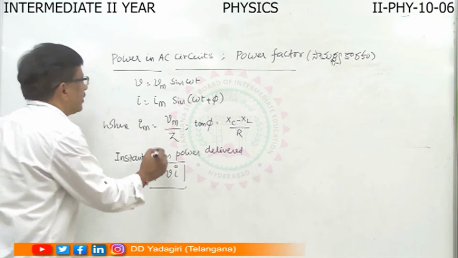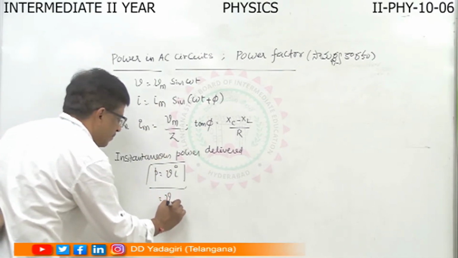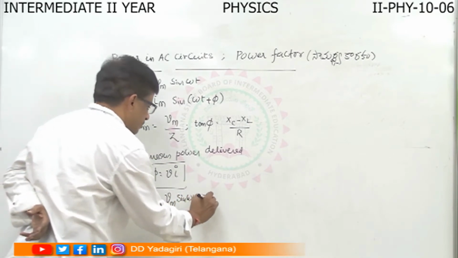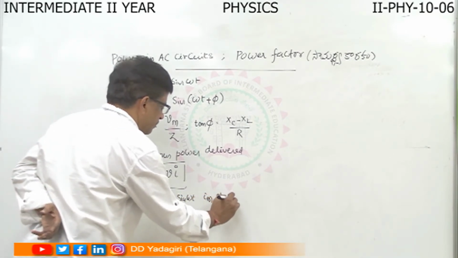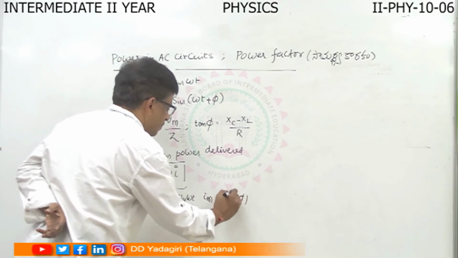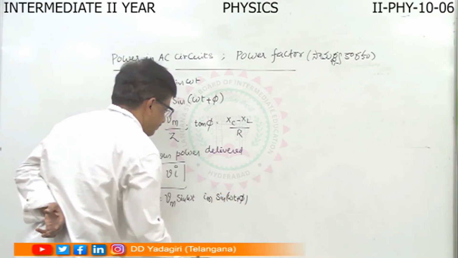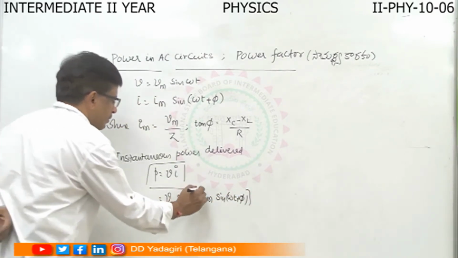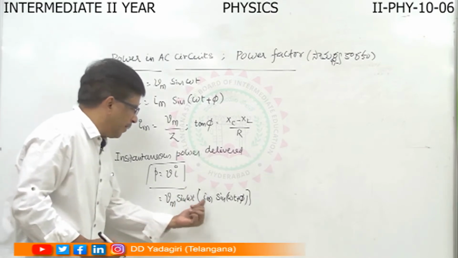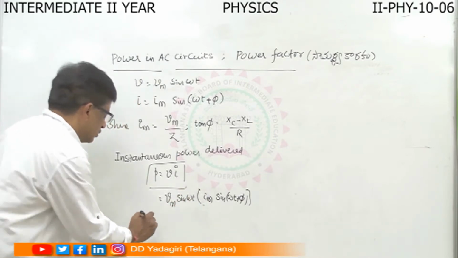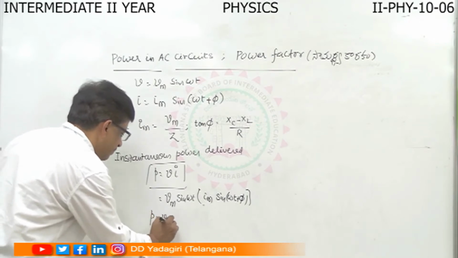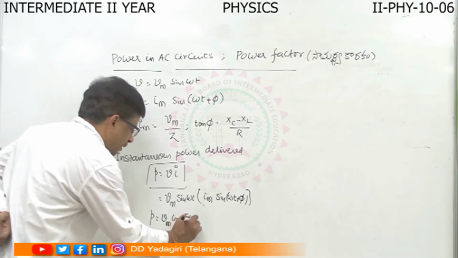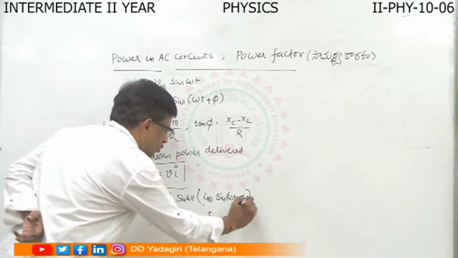So P is VI. So what is V? Vm sin omega t. What is I? Im sin (omega t plus phi). So we can take Vm and Im out, the constant terms. So P is equal to Vm Im sin omega t, and expand that, sin (omega t plus phi).